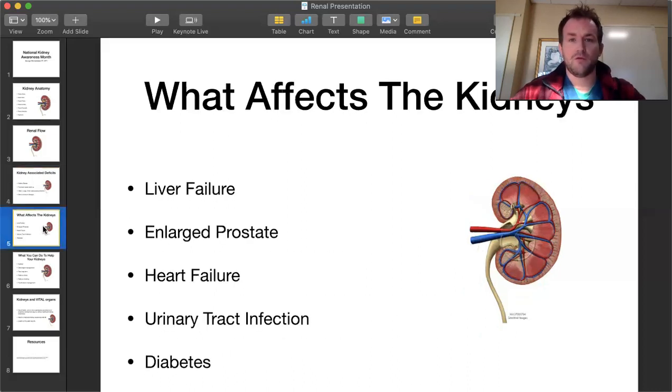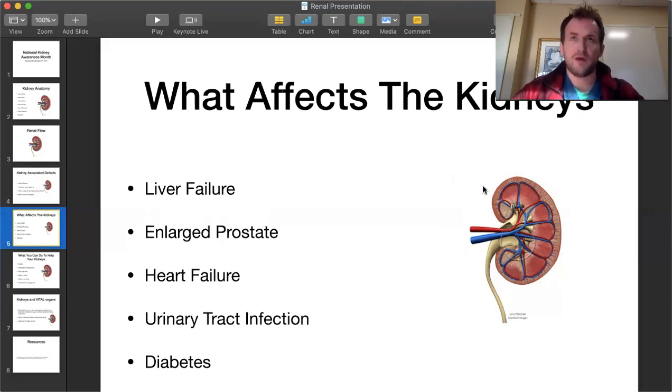So let's go to the next. What affects the kidneys? Liver failure can affect the kidneys in a couple ways. Liver failure, your liver is another sort of filter. It helps break down and excrete and package toxins and bad metabolites through the rest of your body through blood flow to the liver. Now, if your liver is compromised and not working properly, those toxins eventually, through the renal artery, end up in the kidneys, which can cause damage to the kidneys in turn.